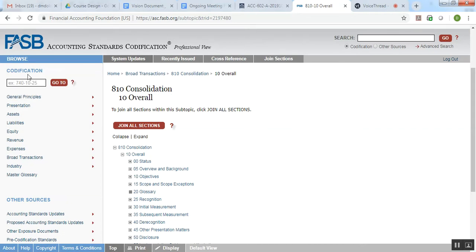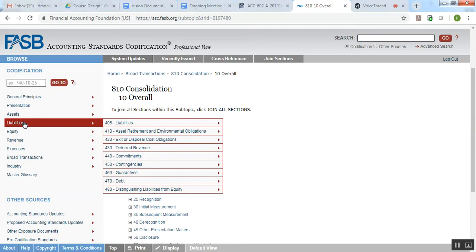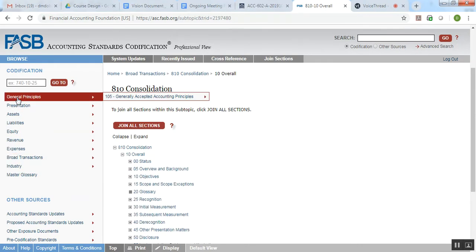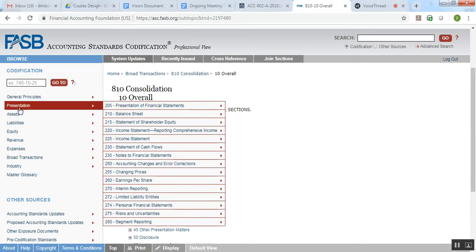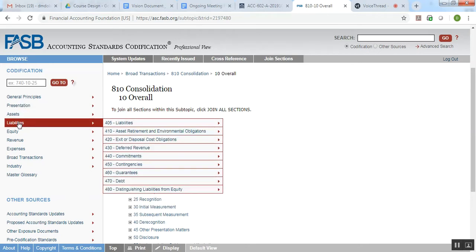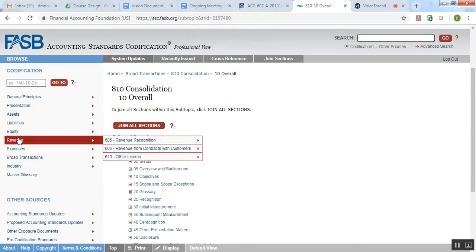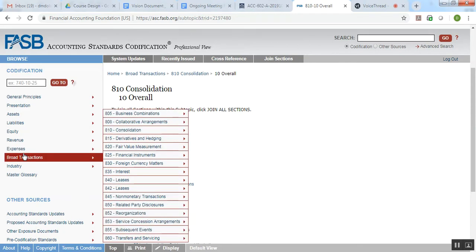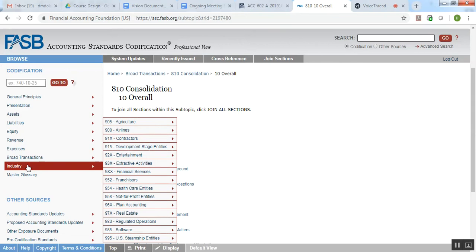So on the left-hand side, you'll see the different topics listed under the codification. It starts off with general principles, presentation of financial statements, and then it breaks down to assets, liabilities, equity for the balance sheet, revenue, expenses for the income statement, and then there's broad transactions. Some transactions impact several statements, the balance sheet and income statement, and you'll find additional guidance here. And then there's also industry-specific information as well.